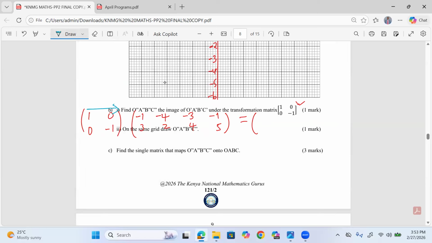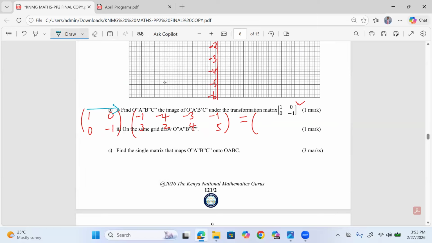We start 0 by -1, we get a 0. -1 by 3, we get a -3. We go to the next. 0 by -4 and -1 by 2, it becomes a -2. 0 by -3 and -1 by 4, it becomes a -4. And finally, 0 by -1 and -1 by 5, it becomes a -5. So you see, the coordinates can now be outlined.